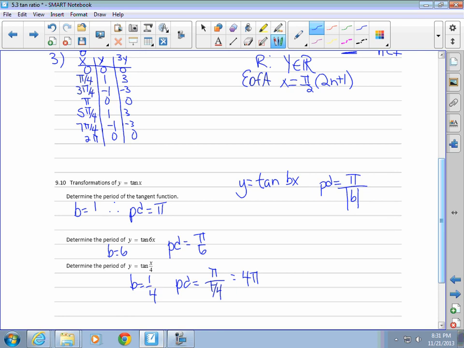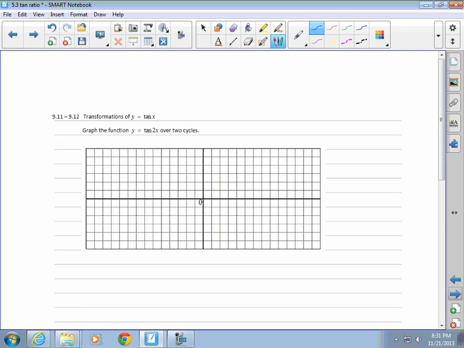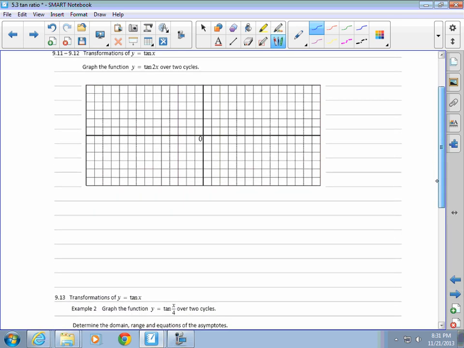Now that matters for the next graphs that we're going to be doing. So we have y is equal to tangent of 2x, and we want to graph that over 2 cycles. So same thing, we want to have 2 positive sides to the curve and 2 negative sides of the curve starting at our origin. So in this one, I can move this up a little bit. Our b is equal to 2, so that means that the period is equal to pi over 2, or pi over b.